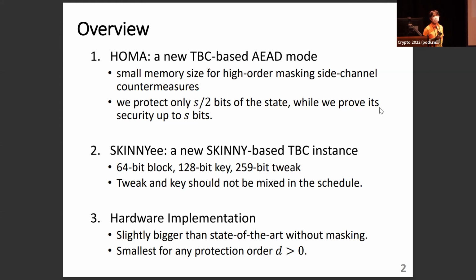HOMA is a mode. So to use it, we need a tweakable block cipher. The requirement of the tweakable block cipher is shown here, but unfortunately, there is no existing tweakable block cipher that supports this configuration. So we need to design a new Skinny-based TBC instance. And lastly, we implement HOMA with Skinny in hardware.